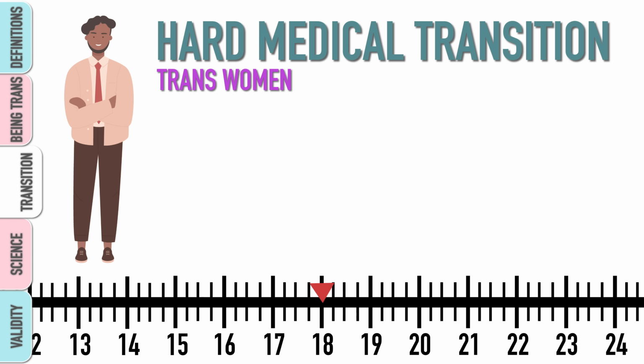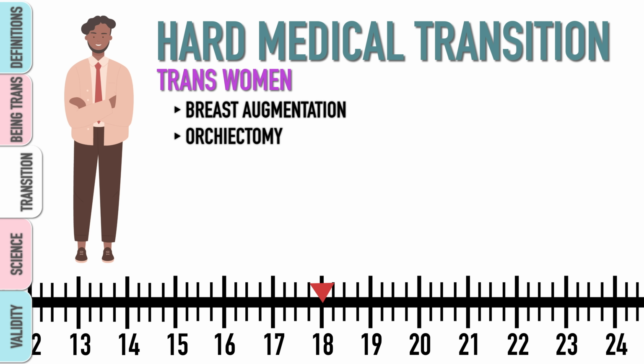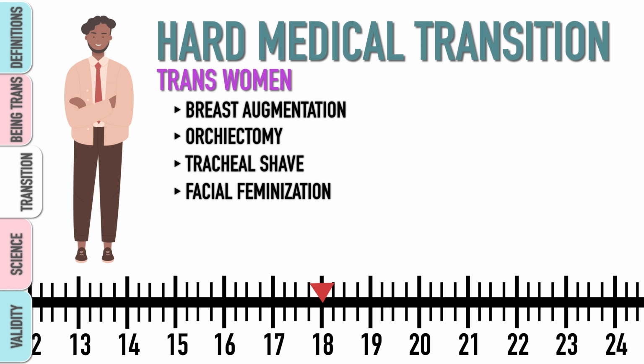For women, they can consider a breast augmentation to get implants in their breast area, orchiectomy to remove hair from their face or other areas, tracheal shave to make their Adam's apple smaller, facial feminization to create more feminine facial features, and penile inversion vaginoplasty to create a vagina by inverting the penile skin.